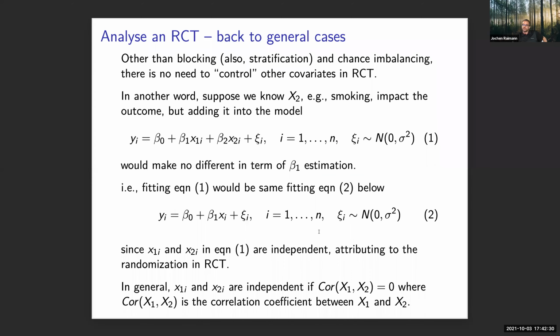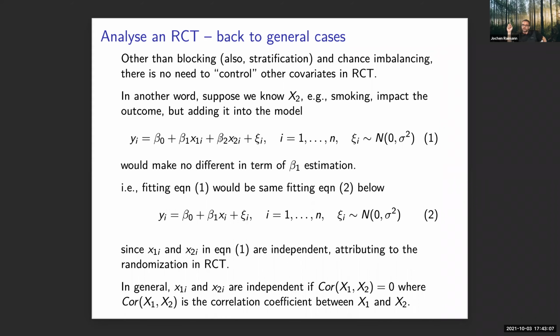So if we supposedly know X2, which is the smoking, and we know it's impacting the outcome, we can add it to the model, but we don't have to because it doesn't make a difference in terms of the estimation of the beta 1. So if beta 1 is here the intervention, and we include beta 2 that is equally balanced between those groups, it doesn't make a difference in the long run. It also doesn't have a downside really, but it will just not have an effect. The only downside could be that you're overfitting your model.